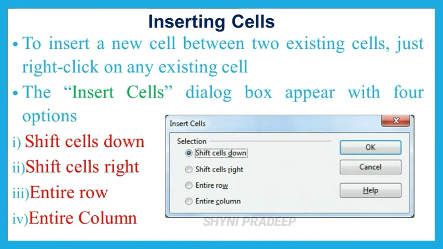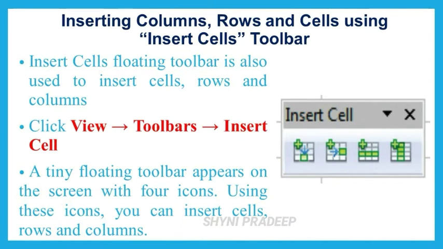You can insert columns, rows and cells using the insert cells toolbar also. For that, you have to click on the view menu, select the toolbars option, and after that select the insert cell option. When you select this option, the insert cell dialog box will appear on your screen. It has 4 icons. This is the insert cell down icon, this is the insert cell right icon, this is the insert row icon, this is the insert column icon. Using these icons, you can insert cells, rows and columns.